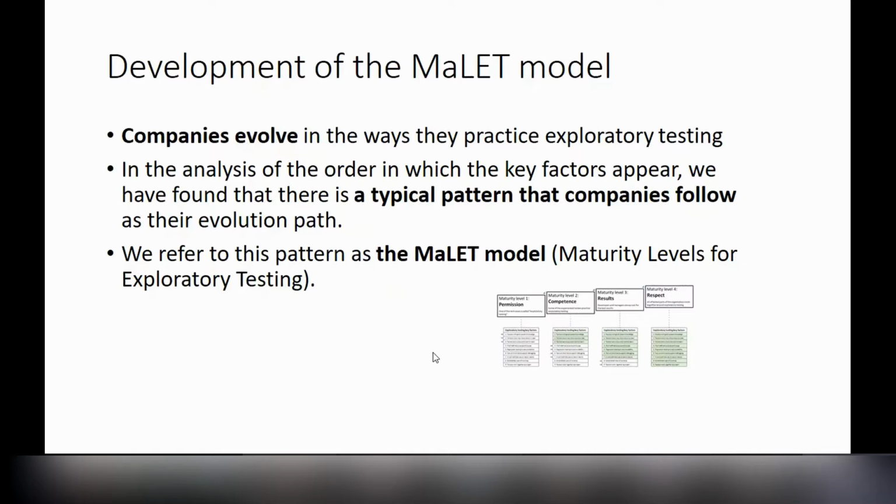So far we'll say that we have constructed this model based on our previous studies, and this is a description of the typical pattern that companies follow as their evolution path when they're introducing exploratory testing. Okay. Step by step.